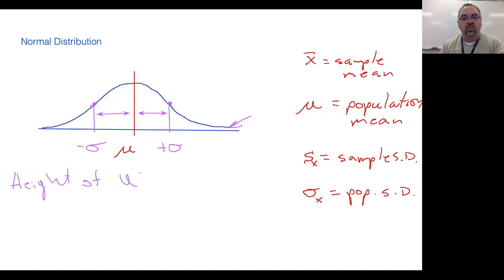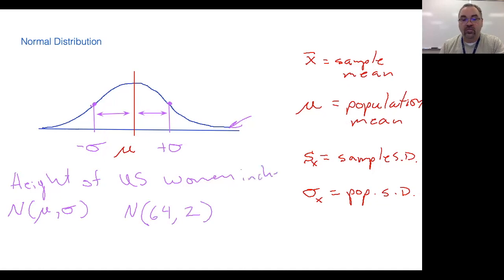of US women is approximately normally distributed. And so if you were to take the height of US women and look at the normal distribution, normally we would write N(mu, sigma). So for US women, normal, 64, 2. Now we're talking in inches here. It follows a normal distribution with a mean of 64 inches and a standard deviation of 2 inches.